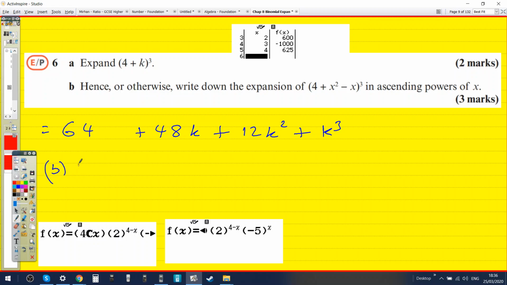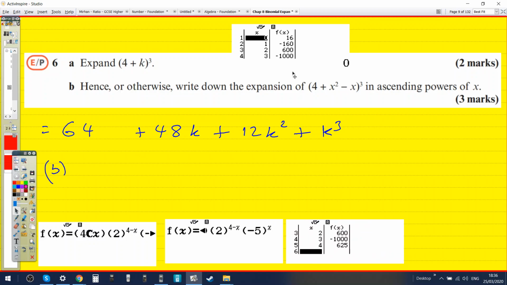Yeah, but we don't have x. In terms of k. Sorry, in terms of x. So x will be in your answer. You don't need to know what number x is.